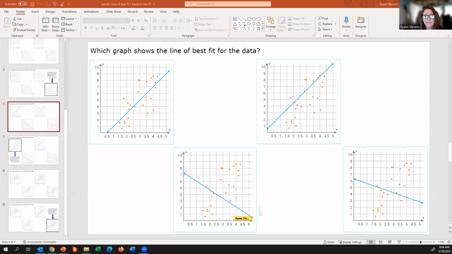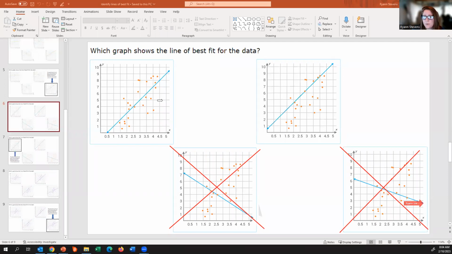And so we could say that this is not going to identify the line of best fit. And then also this one over here, if we start from left to right, is also showing us a decrease in the data, which we know our data is increasing. So we would say that this is not the line of best fit. So now we've narrowed it down to two choices.